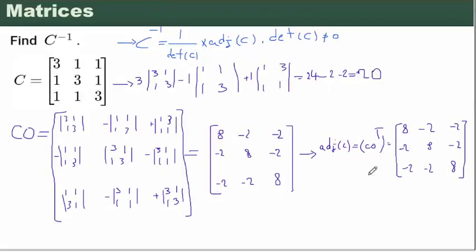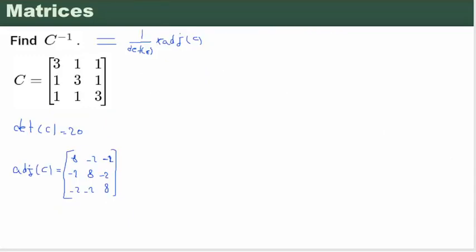Now I substitute all the information that I get in these two steps, determinant and the adjugate of matrix C, in this formula to find the inverse of matrix C. Let me write them, erase this board, and then substitute this information in this formula.